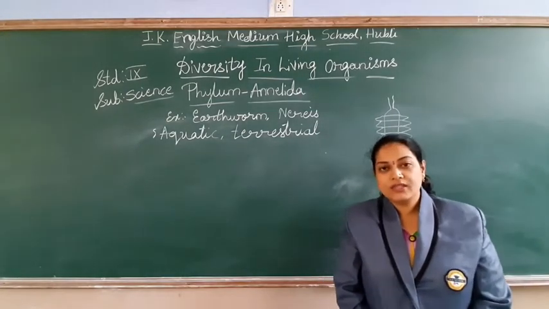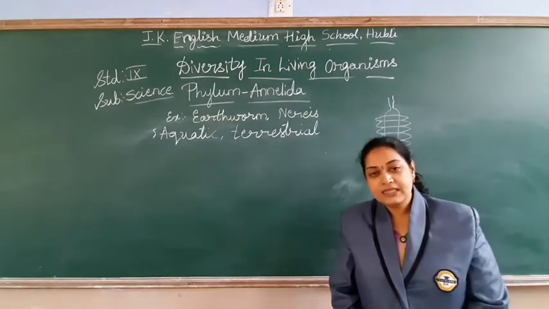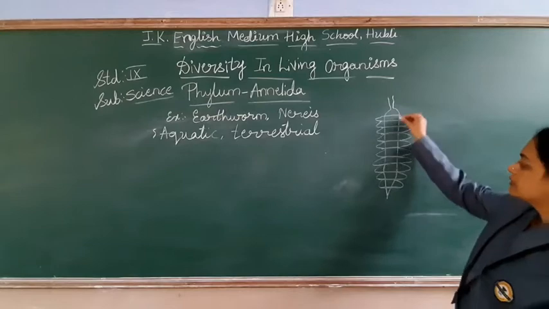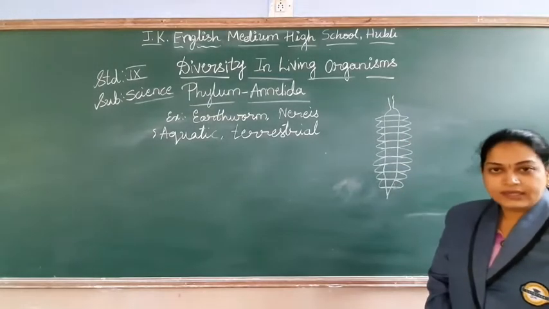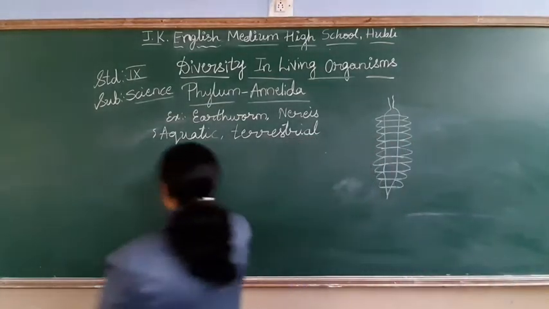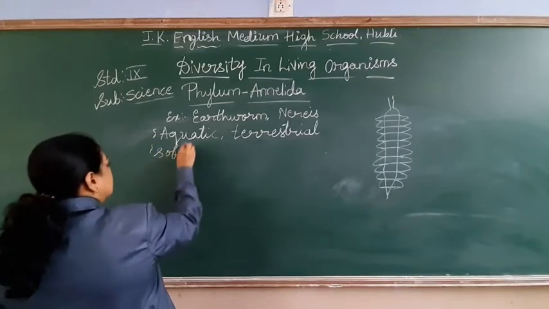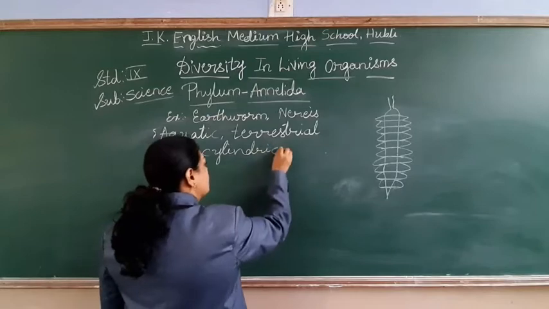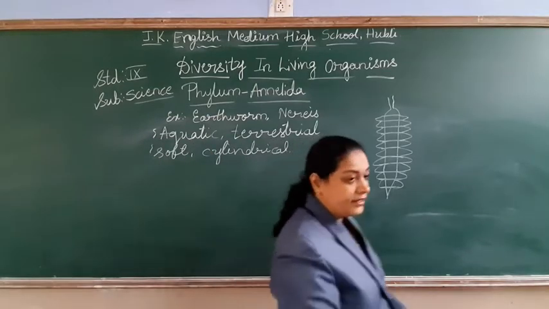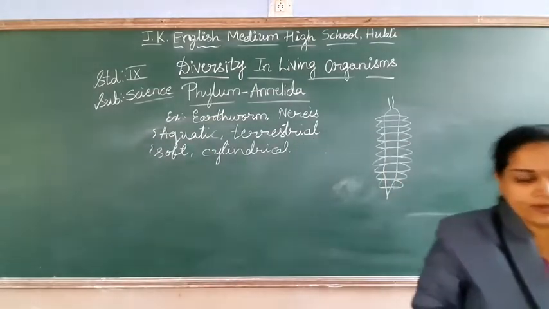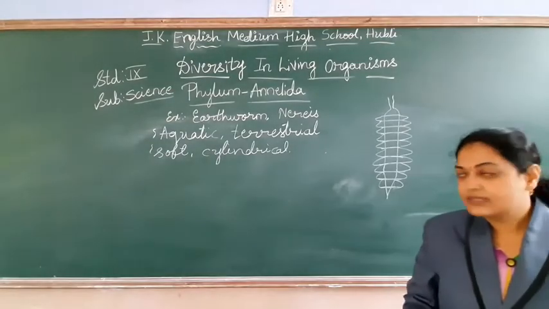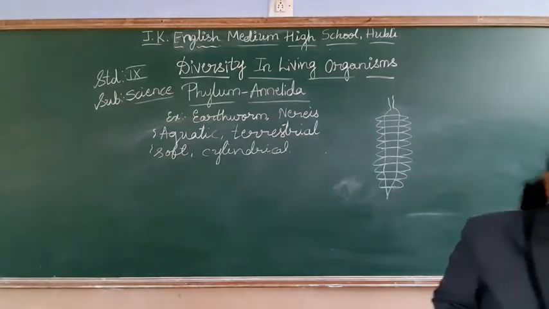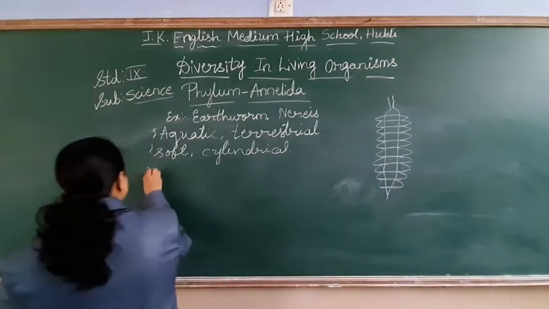Yes. How is the body, students? Soft, cylindrical, long, elongated with segments. Correct? How is the body? Soft, cylindrical, long, elongated with many segments. Like that we find the structure of the Annelida. Next one, triploblastic.